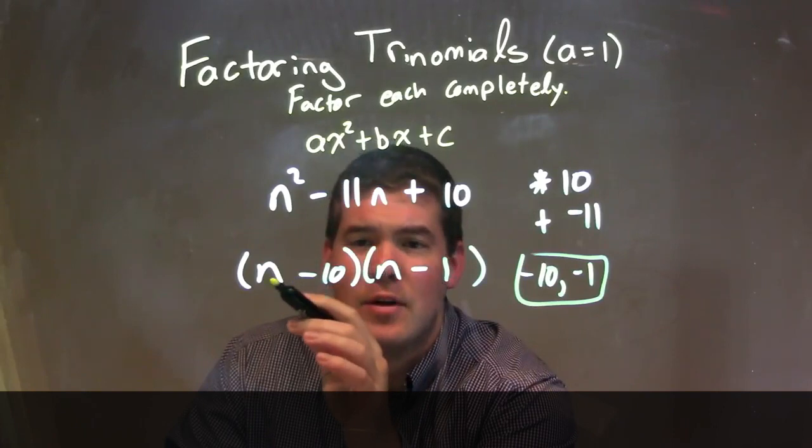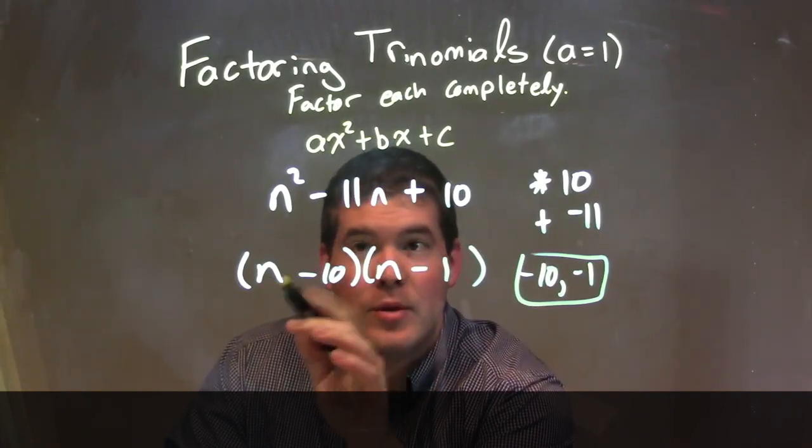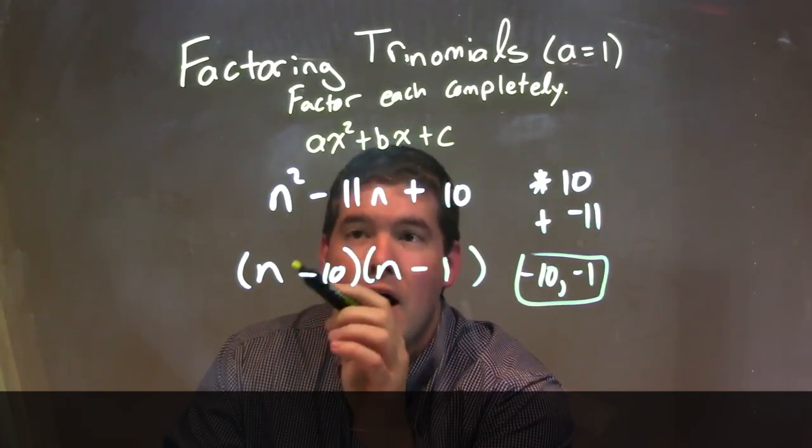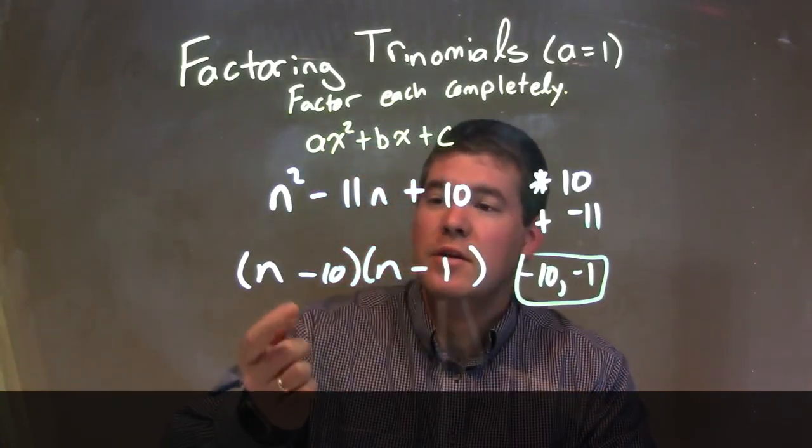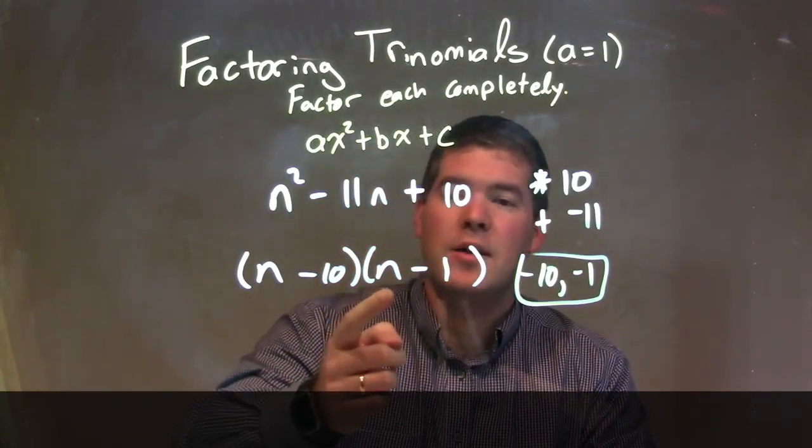And you can also see if we multiply this set back out, distributed, we would get what's up above, right? The n squared minus 11n plus 10. So again, our final answer here is n minus 10 times n minus 1.